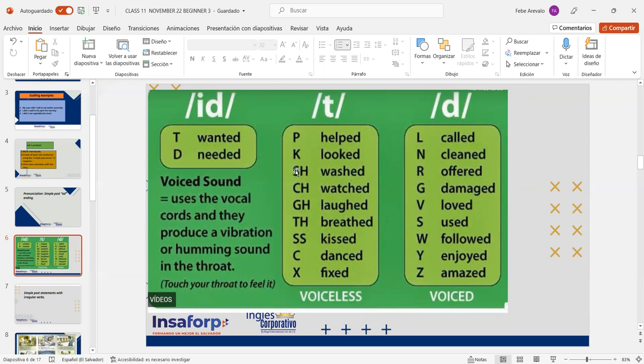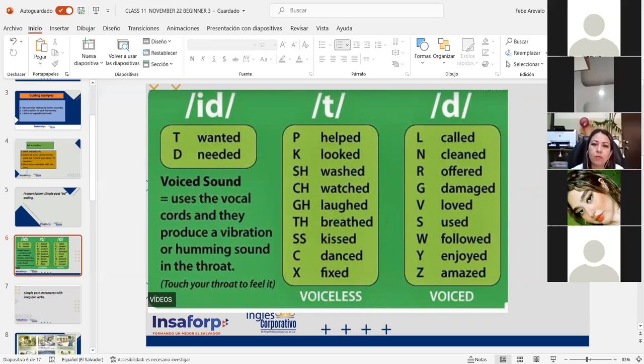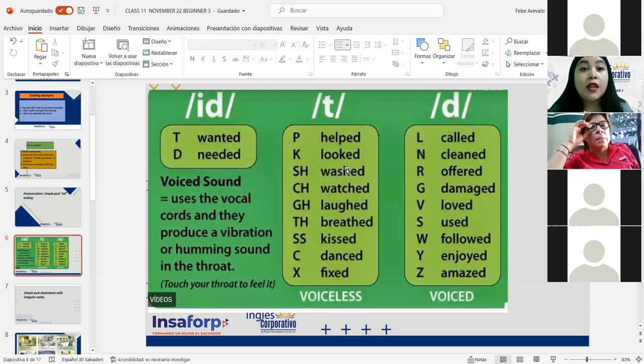If I have these consonants like P, K, S, H, C, H, G, H, T, H, S, S, C, or X, these words are going to sound like this. Helped, looked, washed, watched, loved, breathed, kissed, danced, fixed.